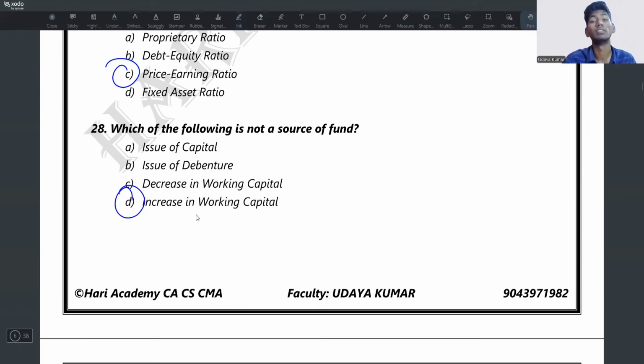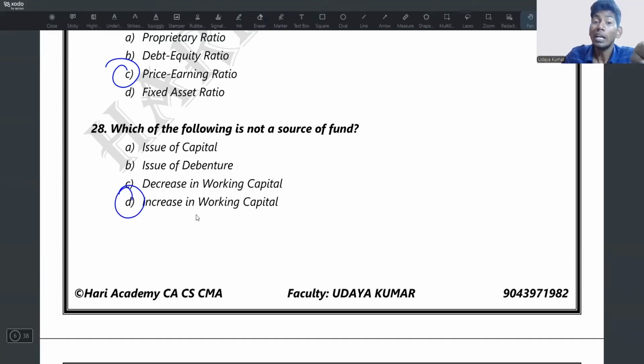It's quite easy. First you need to have knowledge regarding what the source of funds means. The source of funds refers to any method or activity that generates cash inflows for a business. What did I tell? Cash inflows for a business. Take a look at the issue of capital. This is a source of funds as it generates cash for the company through the sale of equity. And the issue of debenture also represents a source of funds, since it raises capital through debt financing.